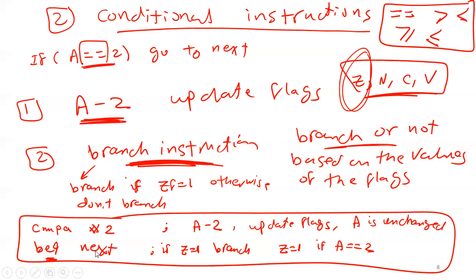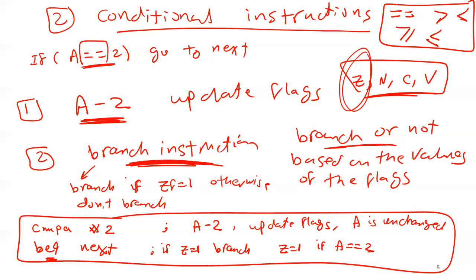You got it? So the conclusion is, in order to make conditional branches, number one, you have to use two instructions. One instruction is you have to subtract and update the flags. This is number one. Okay. Number two, you have to use one of the branch instructions. And what is this branch instruction going to do?